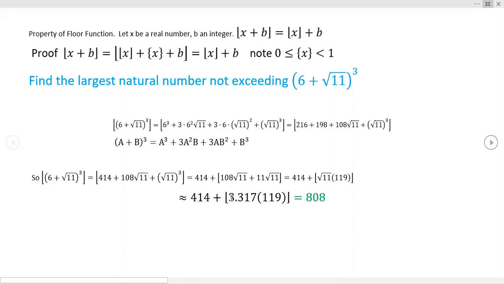And the floor of 3.317, which is the decimal approximation of the square root of 11, when you do the work and round it down with a floor function, you actually get 414. And then the number you get here, I can't even remember now. But anyway, the answer, ladies and gentlemen, is 808, excuse me. 808 is the largest natural number not exceeding this value right here.